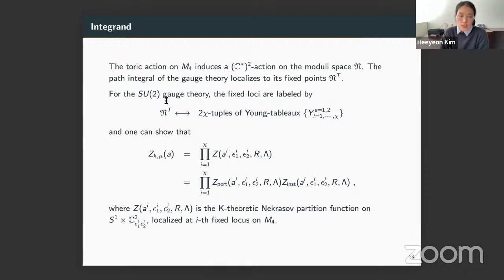And for the SU(2) gauge theory, the fixed loci are labeled by the 2χ-tuples of Young tableaux, where χ is the Euler number of the four-manifold M4, which is also the number of fixed points on M4 of this toric action. And it's non-trivial, but you can show that the integrand can be written in terms of the product of the K-theoretic Nekrasov partition function, which is defined on S1 times C2, localized at each fixed locus on the four-manifold.